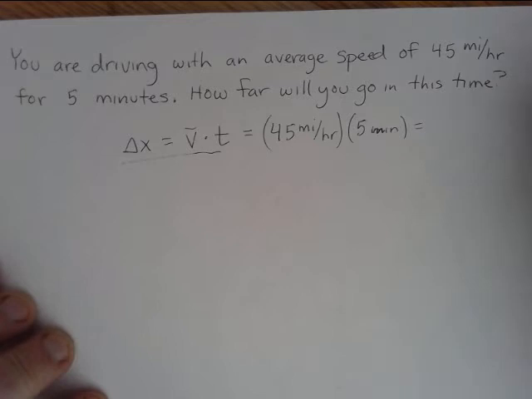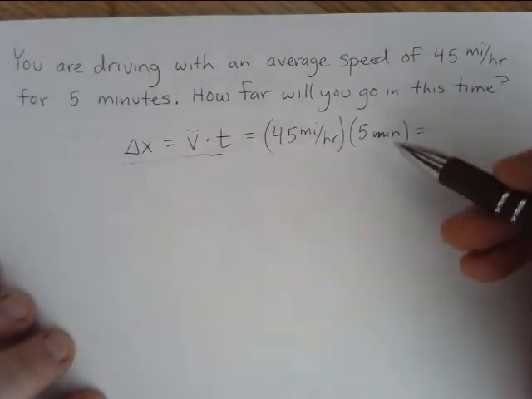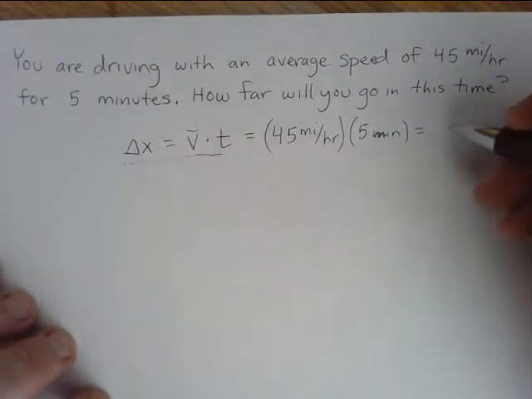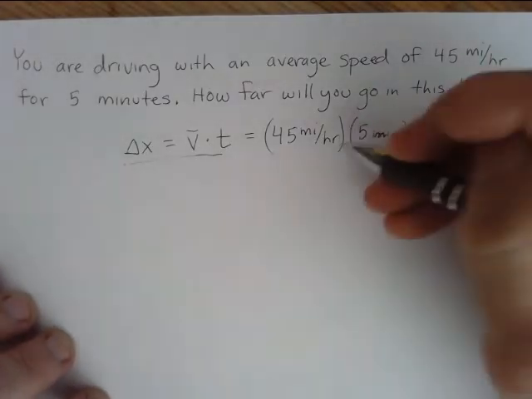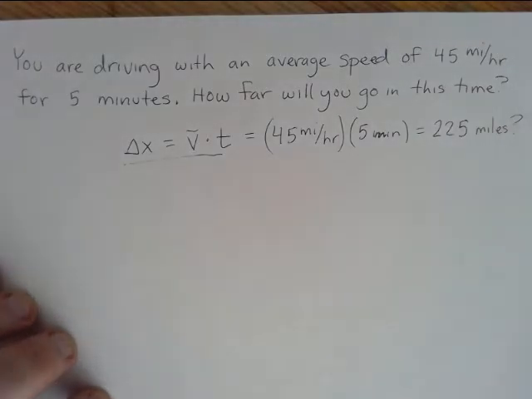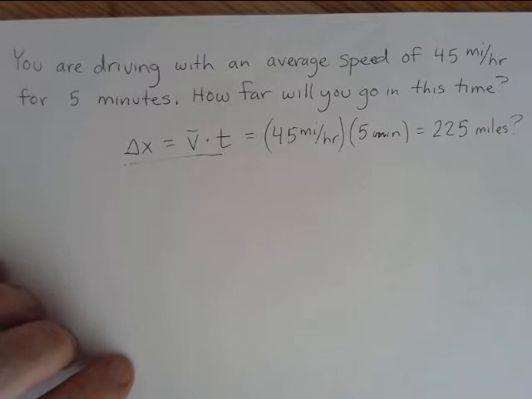And so if I just use the numbers that I was given in this problem and I took 45 miles an hour times 5 minutes, I would get the number 225, and I guess the unit would be miles, just because that's what I had over here. But boy, you better question that answer, because 45 miles per hour means that it'll take me an hour to go 45 miles, and I'm only going to go for 5 minutes, which is a fraction of an hour, so there's no way I'm going to go that far.